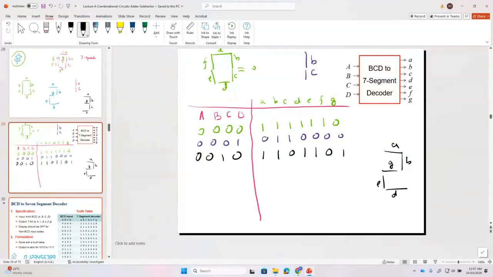Any question? And then we can fill the truth table for all the possible BCD inputs. Any question? Is this clear or not clear? Clear? Okay. Should I proceed? Yes. Please speak in mic.